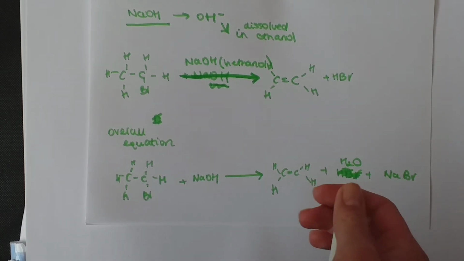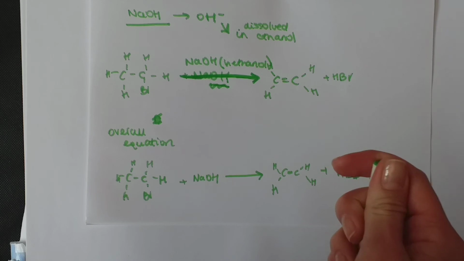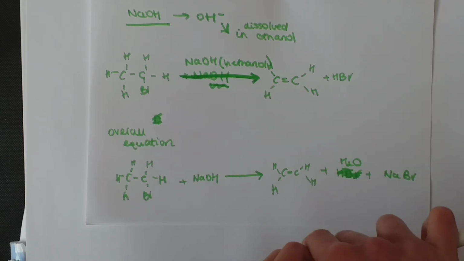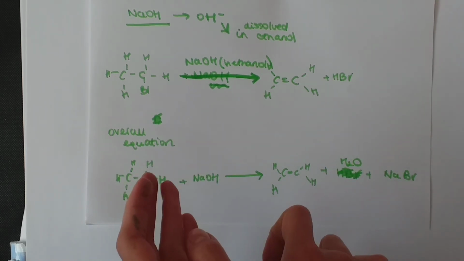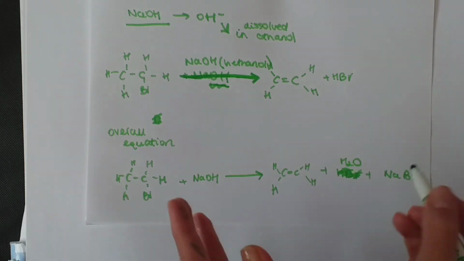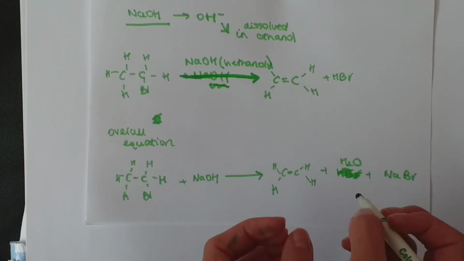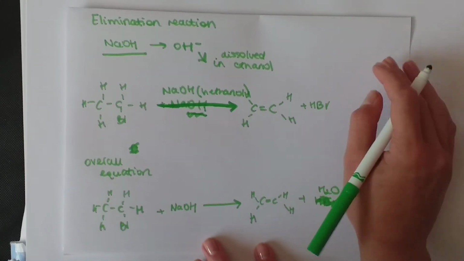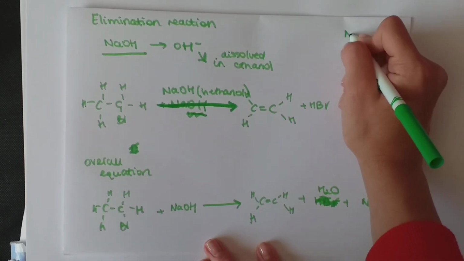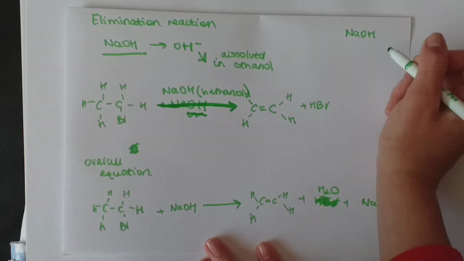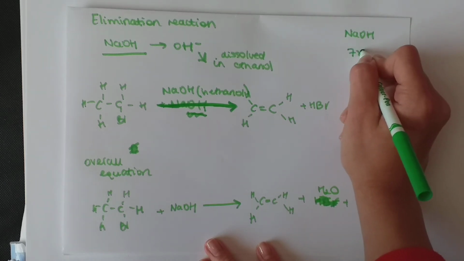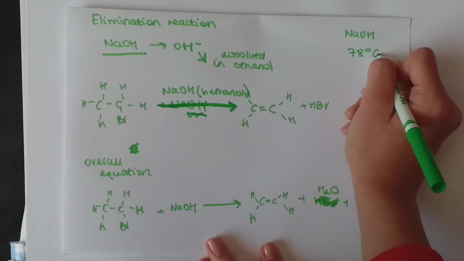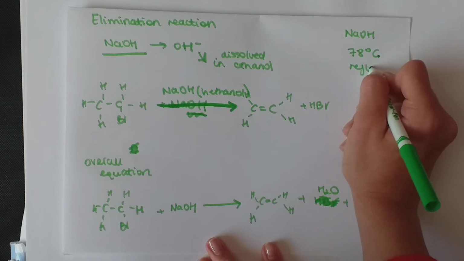I hope this is not too complicated. I know it can be at first sight, but I hope it's kind of clicking. The reagents and conditions you have to have is the NaOH, of course, in the ethanol. We need 78 degrees Celsius, and we also need reflux.